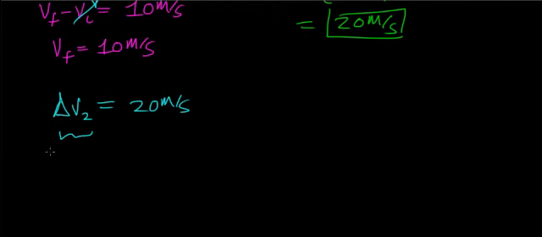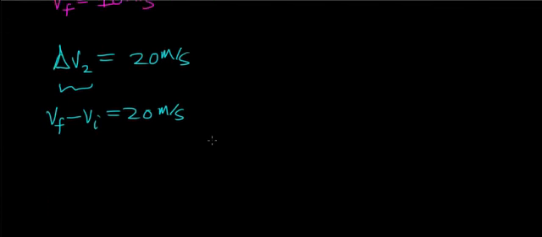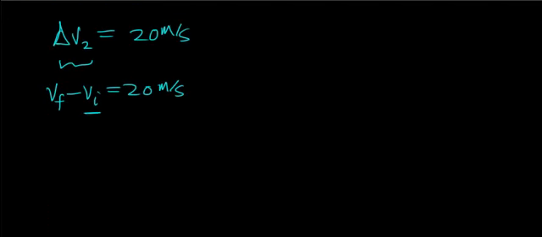But remember, the definition of delta v is v final minus v initial equals 20 meters per second. Now in this case, our initial velocity isn't 0 anymore. Our initial velocity is going to be 10 meters per second. So it's whatever our final velocity is, minus 10 meters per second, equals 20 meters per second.